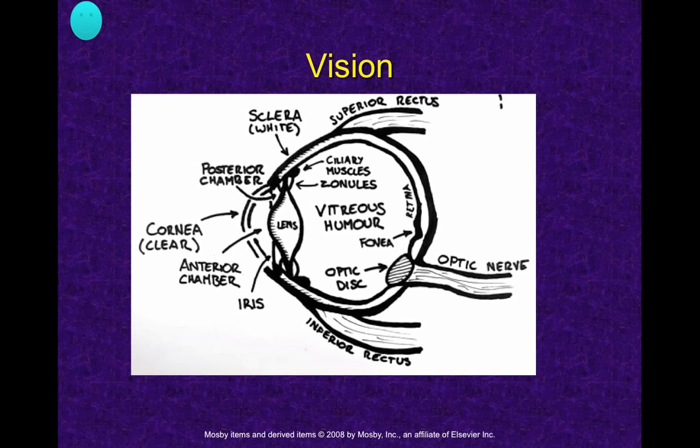But it allows for the clearest of vision and really clear pictures. So that's how humans came to rely on their vision more than their sense of smell. Dogs have a more developed sense of smell. I already talked about that.